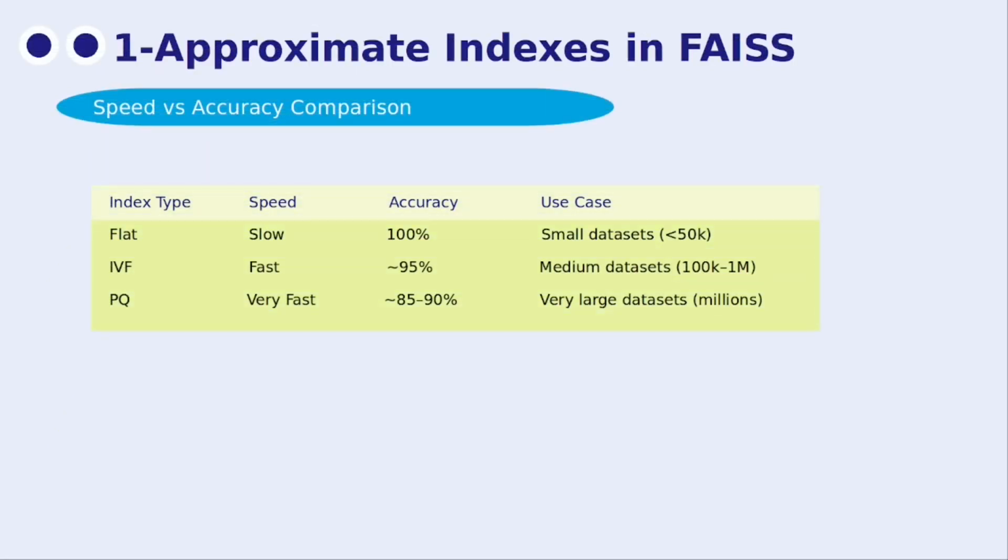Speed and accuracy trade-off. This table is very important. The key idea is that you always trade accuracy for speed and memory. There is no free lunch.